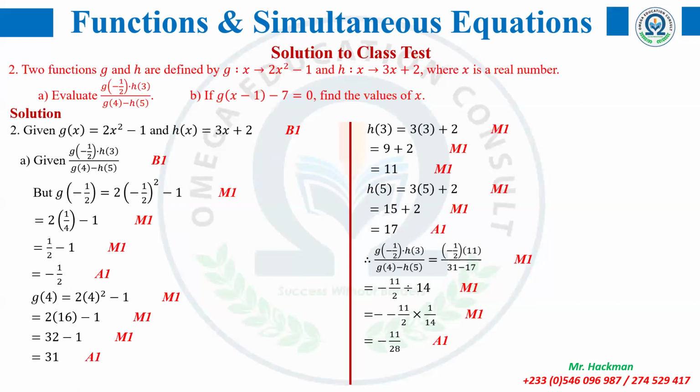Okay, question 2, let's see whether there is any salient part for us to underline. We are given two functions, J and H are defined by, so this is your function J given in the arrow form or the mapping form, and your function H also in the arrow or mapping form, where x is a real number.